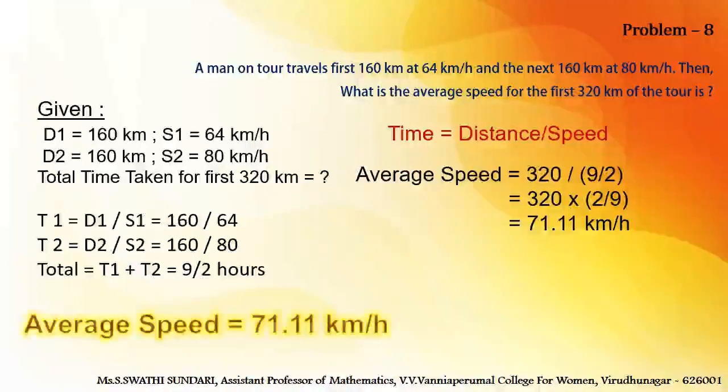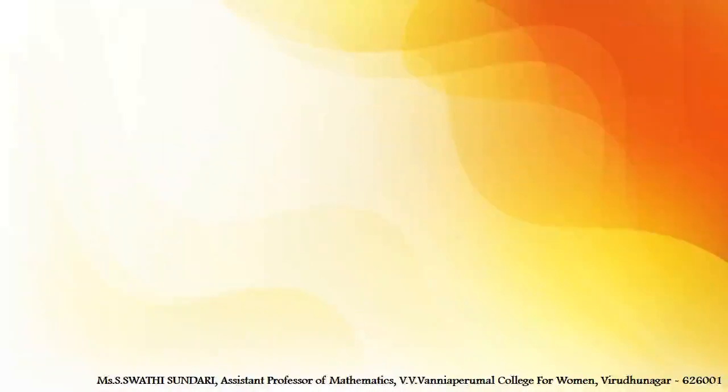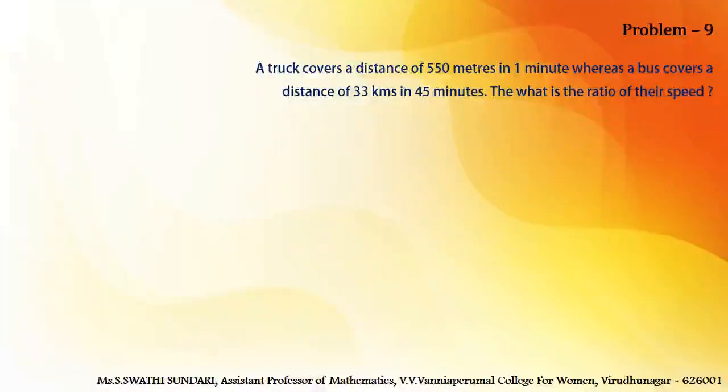And next we're gonna see some interesting problem involving ratio concept. So here the problem is a truck covers a distance of 550 meters in 1 minute whereas a bus covers a distance of 33 kilometers in 45 minutes. Then what is the ratio of their speed?